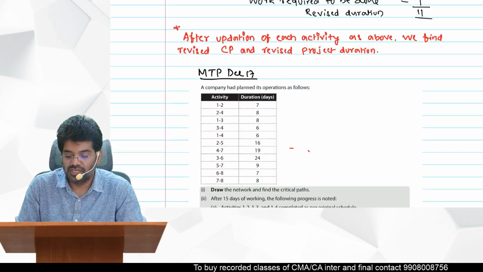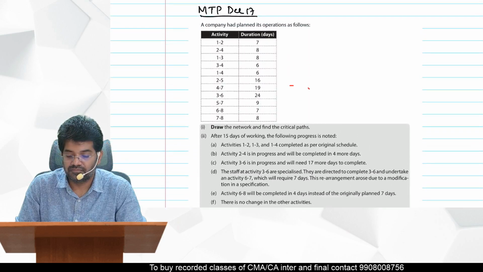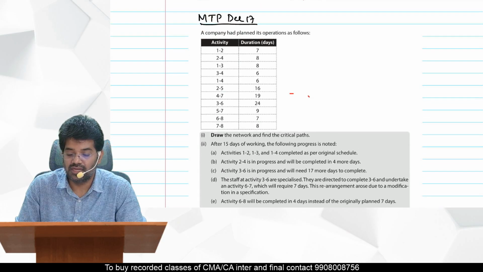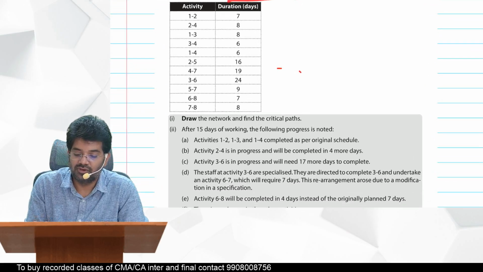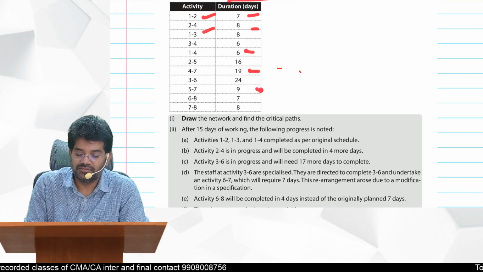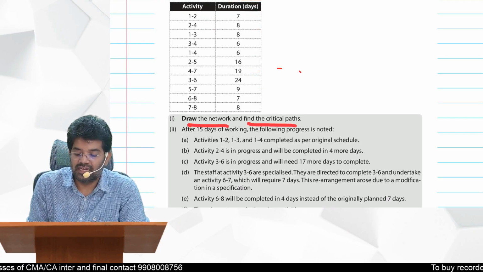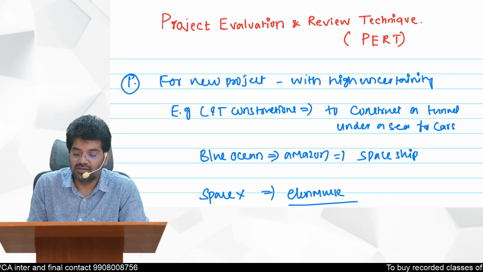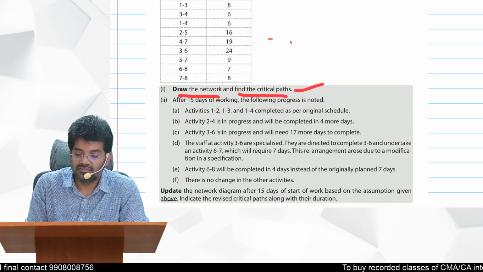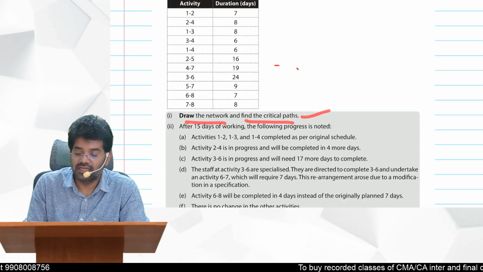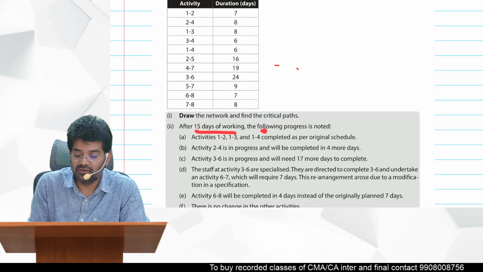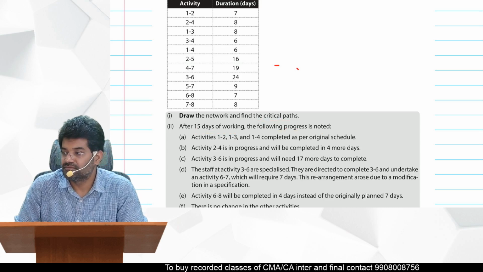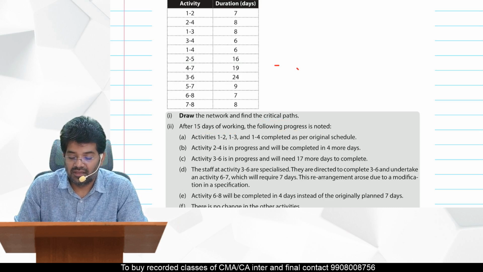So there is one question, MTP December 2017. You see here, a company has planned its operations as follows. So this was the original duration. Draw the network and find the critical path. For this, you have to draw the network diagram, and then find out the critical path. After 15 days of working, the following progress is noted.